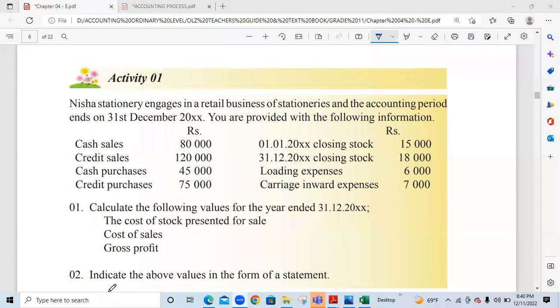Can you all soon finish activity 1? Don't forget, sales is the addition of cash sales plus credit sales. Purchase is the addition of credit purchase plus cash purchase. What else do you all have to remember? Purchase related expenses can be loading, unloading, carriage inwards. Okay, good job, guys.